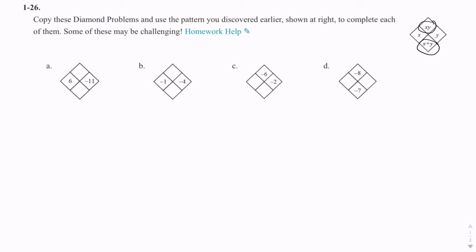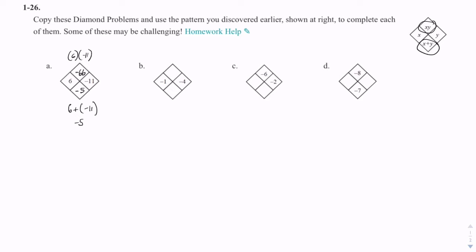So for A, we have 6 plus negative 11. 6 plus negative 11 is negative 5, right? So that goes there. And in the top diamond, we have 6 times negative 11, which is negative 66. That goes up in the top diamond, right? Okay.